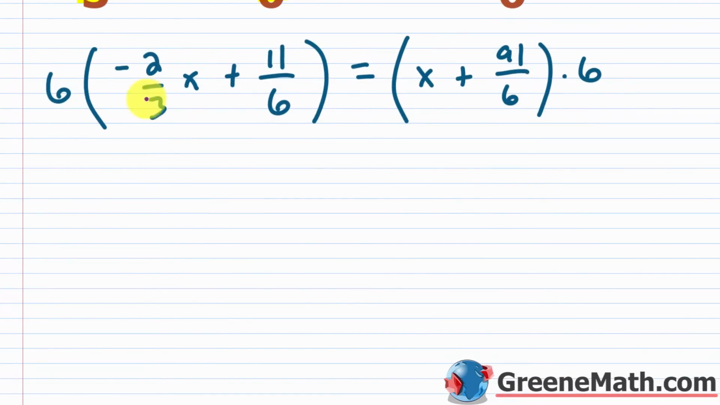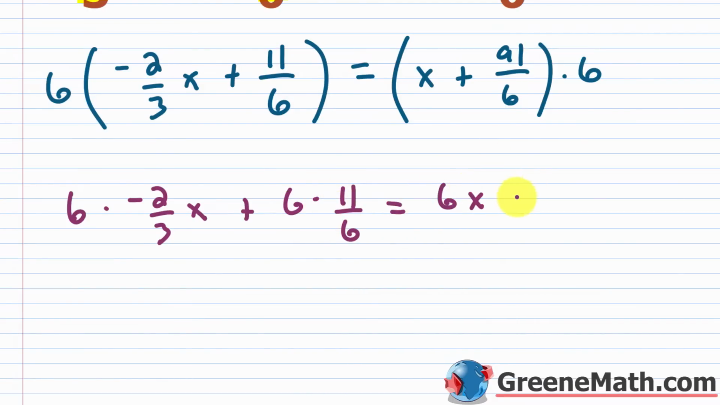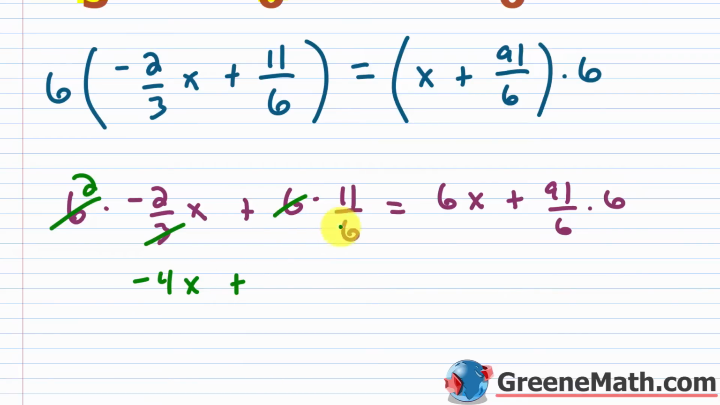Okay, so distributing this in, let me show this the long way. So 6 times negative 2/3 x, plus 6 times 11/6 is equal to 6 times x, which is just 6x, plus 91/6 times 6. And all this is doing is just clearing all the denominators for you. So 6 divided by 3 would be 2. 2 times negative 2 is negative 4. So you get negative 4x plus 6 divided by 6 is 1. This is 11. This equals 6x, and then plus 6 divided by 6 is 1. 91 would just be there. Okay. So now you have this in a format that you're used to working with.